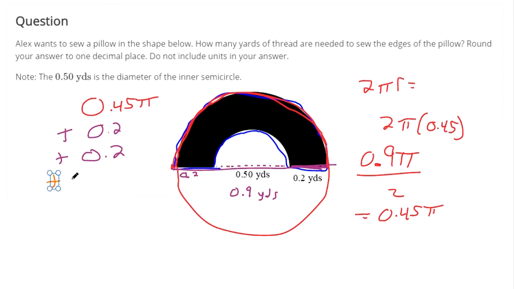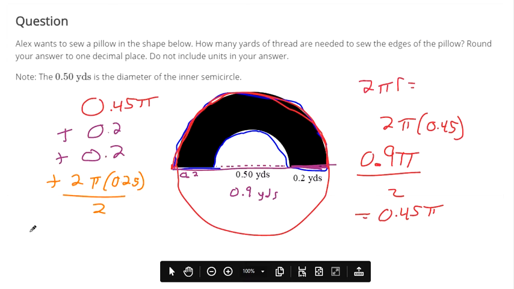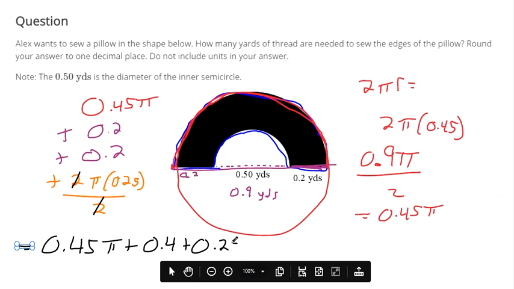So same type of thing. That's half of the circumference of the smaller circle. So if the whole thing across is 0.5 yards, and this is 0.25 yards, we have 2 times pi times 0.25. That's the circumference formula. 2 pi r is the circumference of this entire circle. Well, we don't want the entire circle, we want just half, so we're going to divide that by 2. Okay, so cleaning that up, all we have to do is add those up, and then we have the total yardage. 0.45 pi plus 0.2 plus 0.2, I'm going to make that 0.4, and then these two can cancel out, so we have another 0.25 pi.